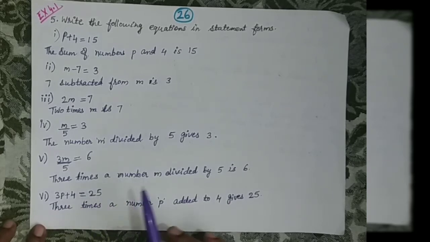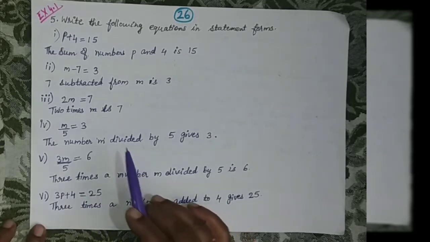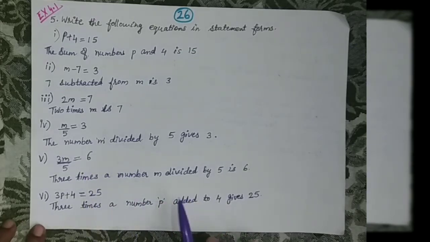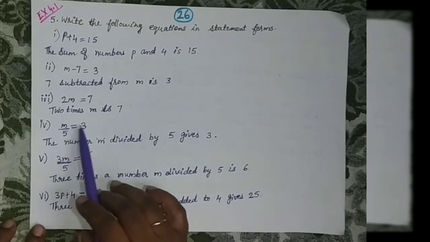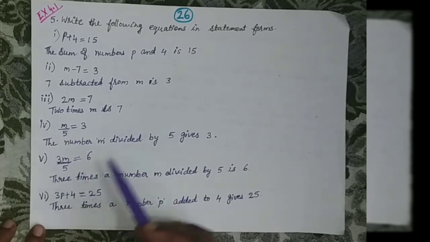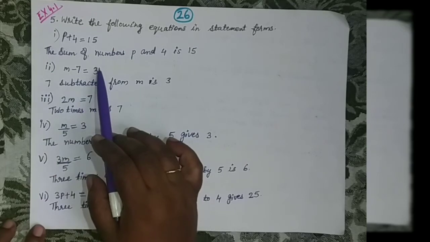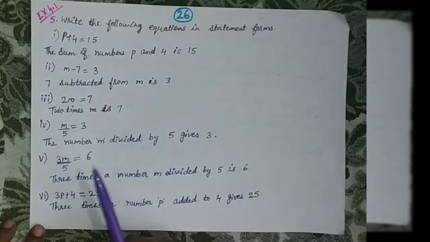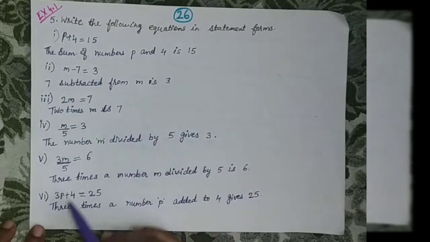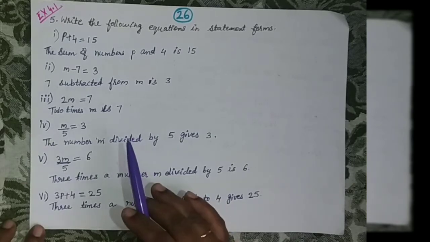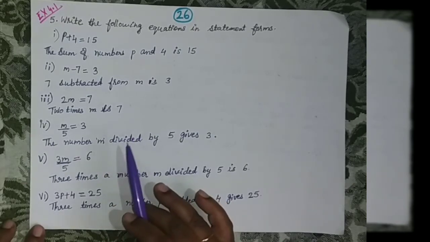Okay. You can write in different way also. It is not necessary you have to write the same way. You can write this 1/5 of m is equal to 3. Different ways are there. Or you can write m minus 7 is 3. That way also you can write. It is not necessary exactly this way only. But you can write it in a meaningful way in statement forms.